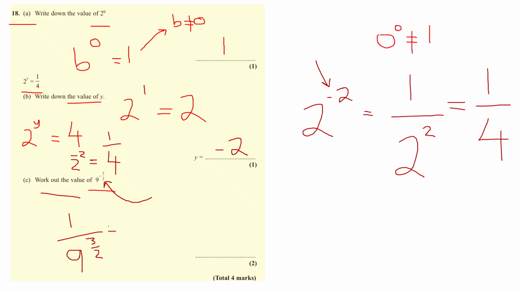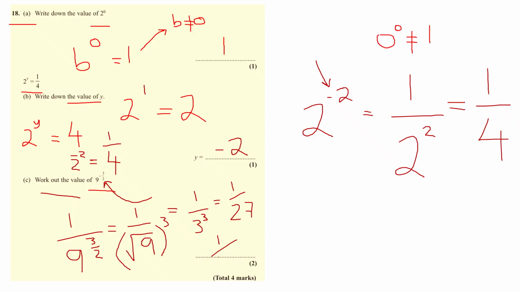Now what does a fractional index mean? Well, I do the square root of 9, and then I cube my answer. So I root by the bottom, and then I power by the top. So root by the bottom and power by the top. So 1 over the square root of 9, guys, is 3. So I have 1 over 3 cubed, which is 1 over 27. So my answer is 1/27th, or 1 over 27.